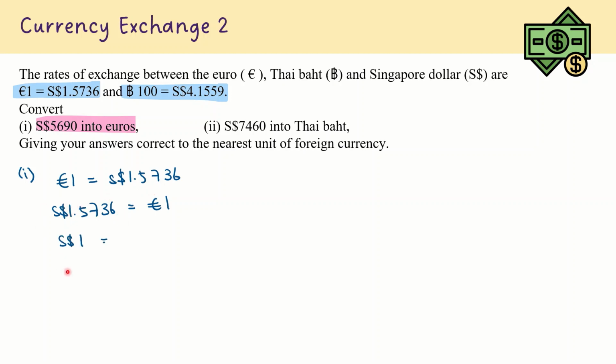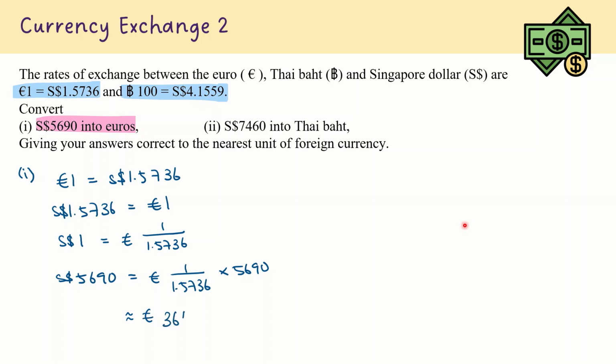So we can find out what is 1 Sing dollar first in terms of its euro. So we will divide by 1.5736 on both left and right side. Following that, because our goal is 5690 Sing dollars, we will then multiply by 5690 on both the left and the right side. Then we key this into our calculator to determine the value, and we find that it is not an exact value, so we will approximate it and we take 3615.912.